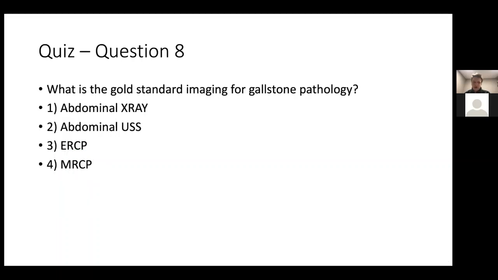So I've mentioned it before, but what is the gold standard imaging technique for gallstone pathology? Is it an abdominal X-ray, abdominal ultrasound, endoscopic retrograde cholangiopancreatography, or magnetic resonance cholangiopancreatography? Perfect, yeah, MRCP. Sorry about the typo before, it is MRCP.